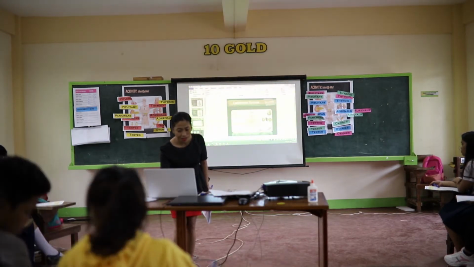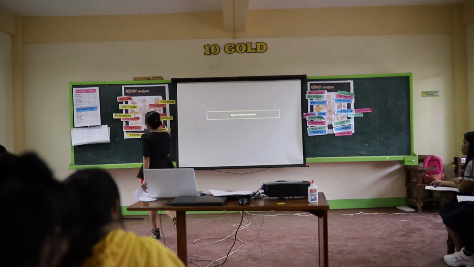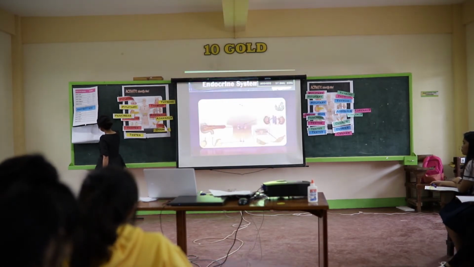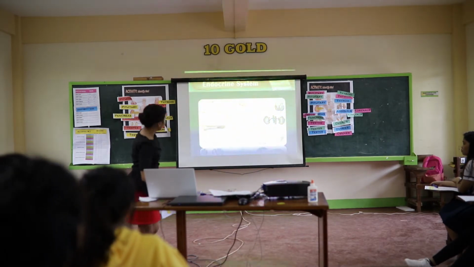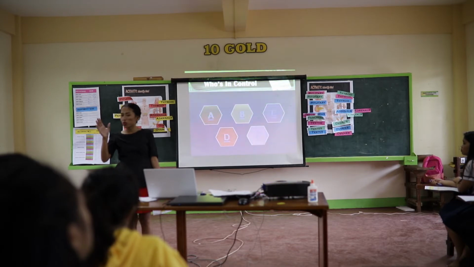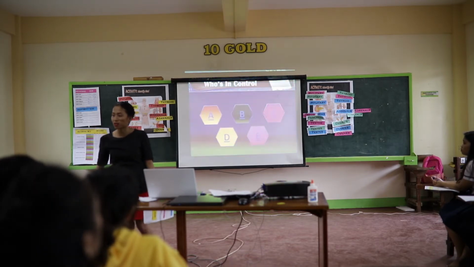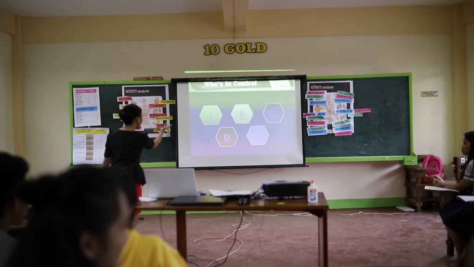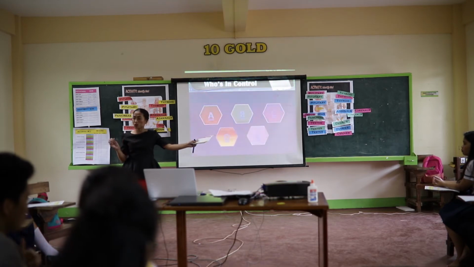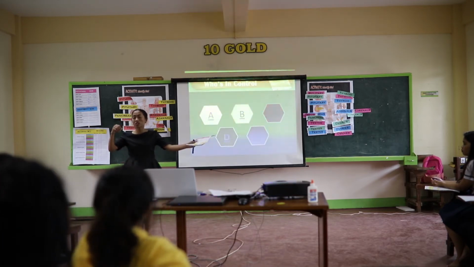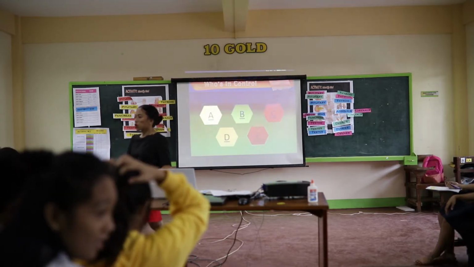So you have here, same grouping. So we'll have another game, right? So this game is entitled Who's in Control? Each group, you have group 1, 2, 3, 4, and 5. You're going to pick only one letter. Once that letter is already taken by one group, no need to choose that letter again. Then you're going to choose another letter. So we'll have no repetition. So pick one.